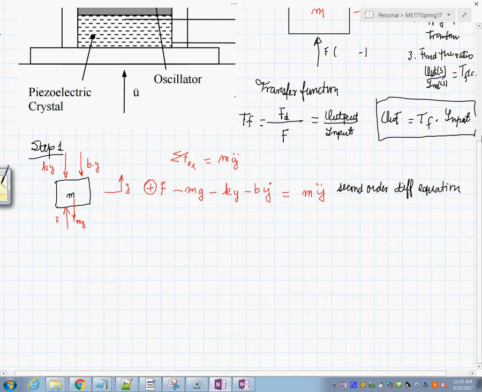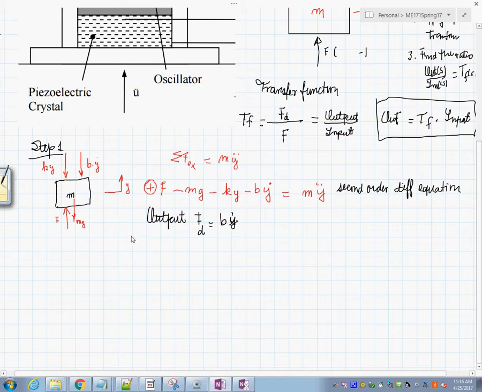Okay, so what is my output in here? Let's just keep track of what the output is. Let's define what is my output here. My output is the force acting on the damper in here, which is B times y dot, right? This is my output, okay?